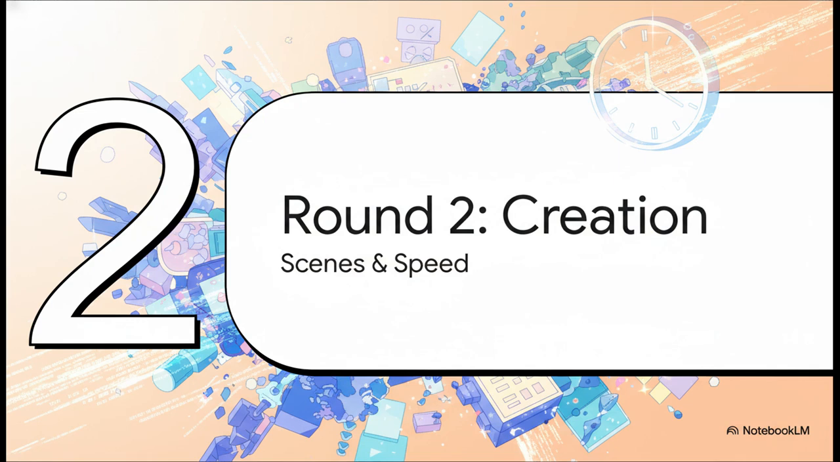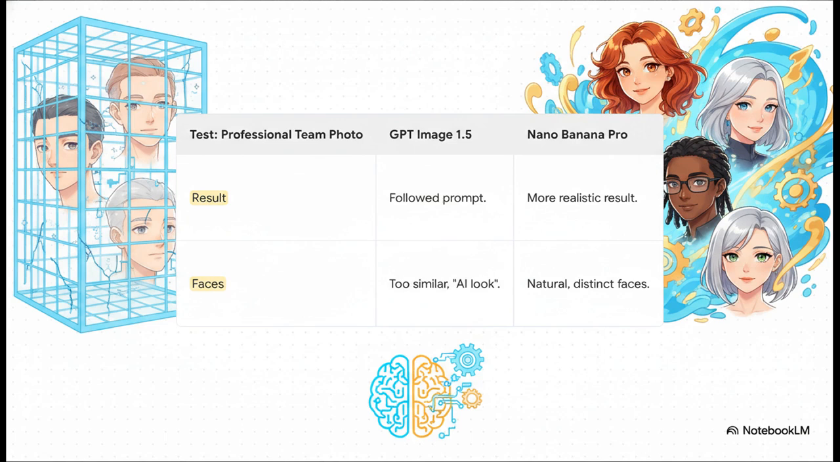On to round two, creation. This is where we look at how these models build complex scenes completely from scratch. And, of course, how fast they can pull it off. We asked for a professional team photo with 5 different people. GPT Image 1.5 did what we asked, but it had that classic AI look. The faces were all a little too similar, kind of like they were all cousins. Nano Banana Pro, on the other hand, knocked it out of the park. The photo just felt real. The faces were distinct, the lighting had depth, it was way more natural.